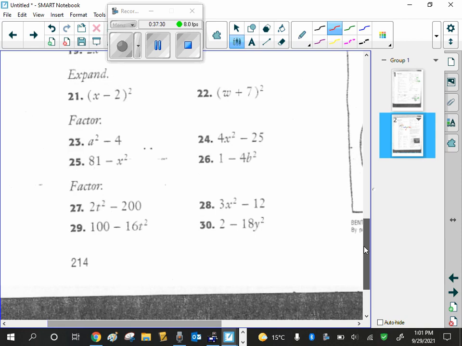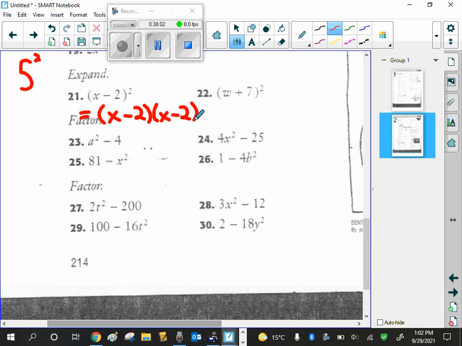21 is a question we have that was after the quiz. This is a rewrite and FOIL question. So just like 5 squared is 5 multiplied by itself 2 times, so 25, this squared is x subtract 2 multiplied by itself 2 times. Okay, so we should understand that, not just write it down. Anything squared means multiplied by itself 2 times. Now we FOIL.